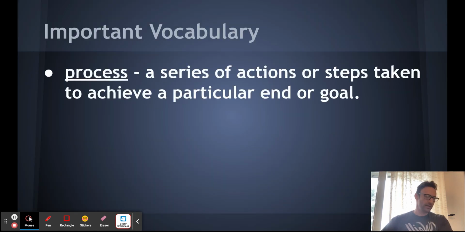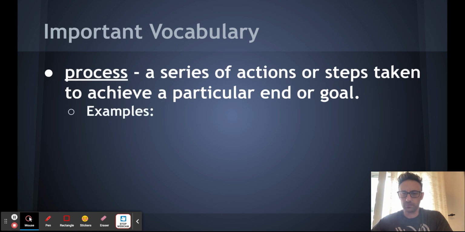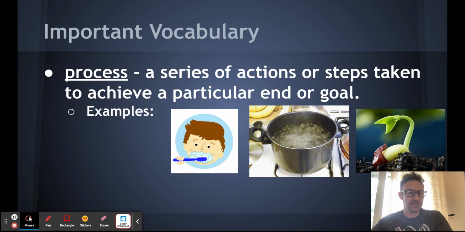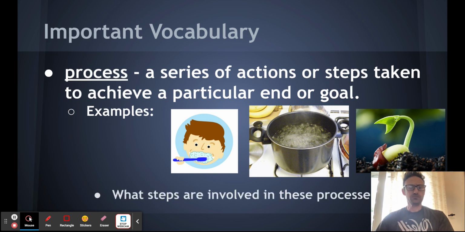All right. Let's start with the word process. Remember to pause as you go through this to make life easier. A process is a series of actions or steps taken to achieve a particular end or goal. Some examples are brushing your teeth, even cooking pasta, and even a seed germinating. Yes, that's what we call it, germinating, to come into a plant.